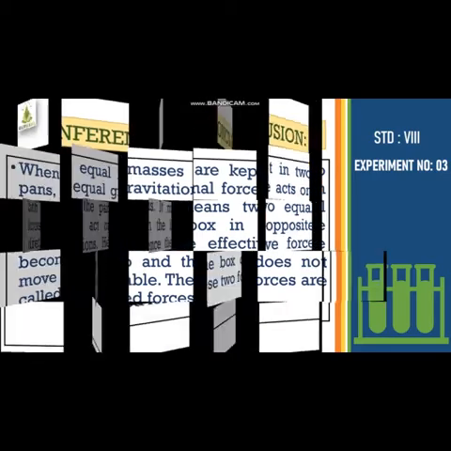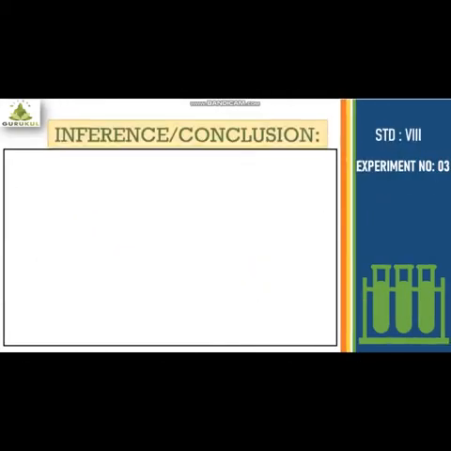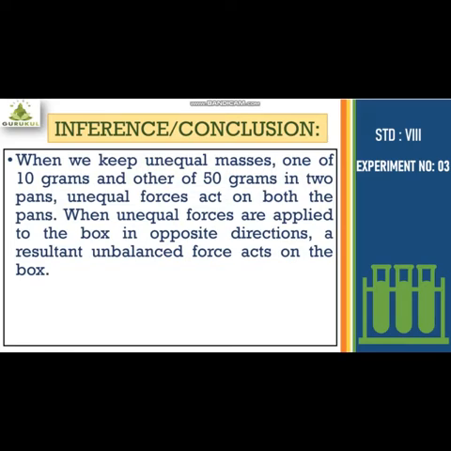Now let us understand the other type, that is unbalanced forces. Very simple to understand, students. When we keep unequal masses, one containing 10 grams and the other 50 grams, unequal forces act on both the pans. So when unequal forces are applied to the box in opposite directions, a resultant unbalanced force acts on the box. Whatever the resultant unbalanced force is, it acts towards the pan which contains 50 grams weight. So this experiment gave you the explanation of balanced and unbalanced forces from lesson number 3.